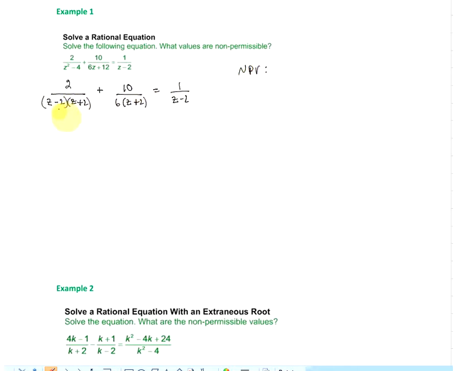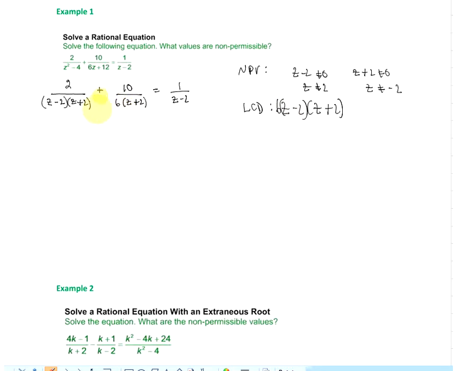All right, we've got a z minus 2, which can't be 0, so z can't be 2. We have z plus 2, which can't be 0, so z can't be negative 2. And our LCD, okay, is z minus 2 times z plus 2, and don't forget the 6, okay, because that's part of one of our denominators.